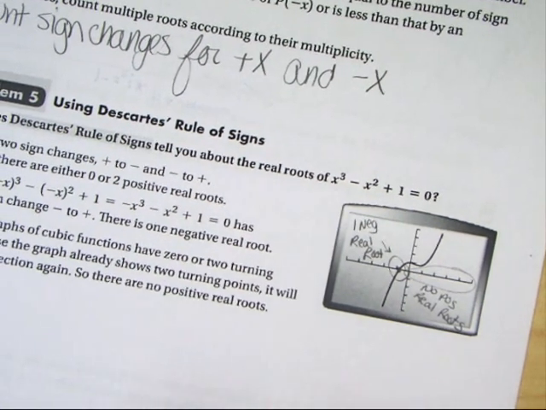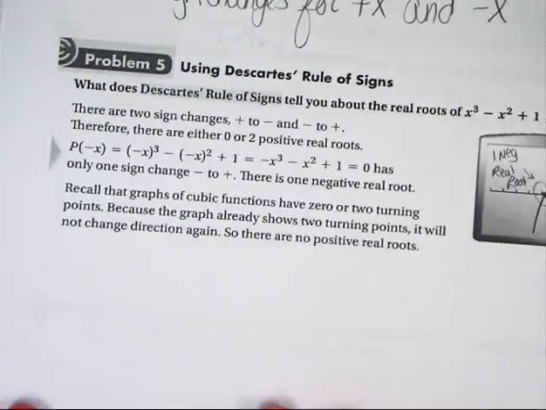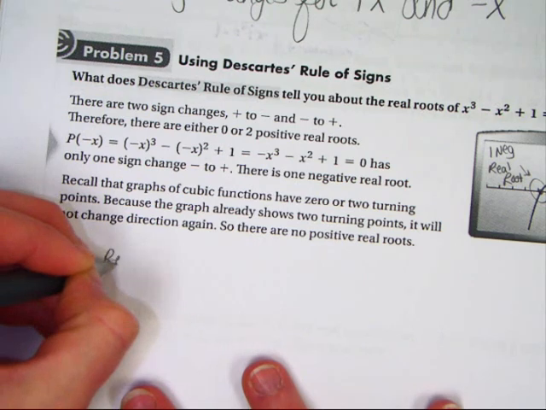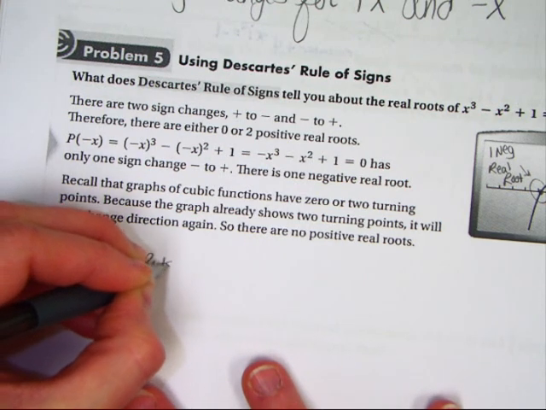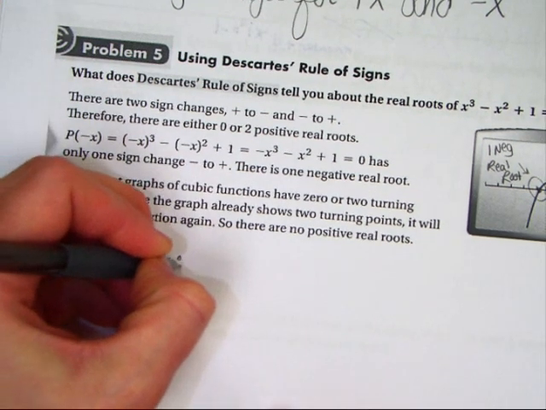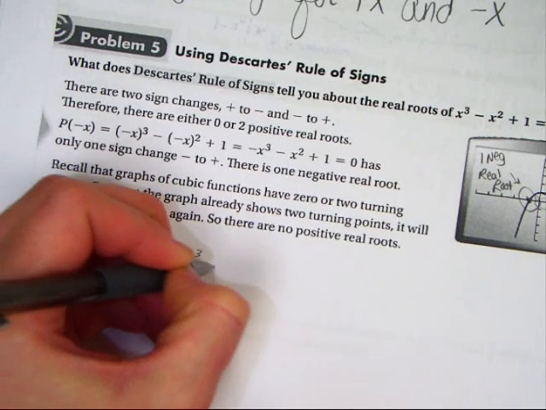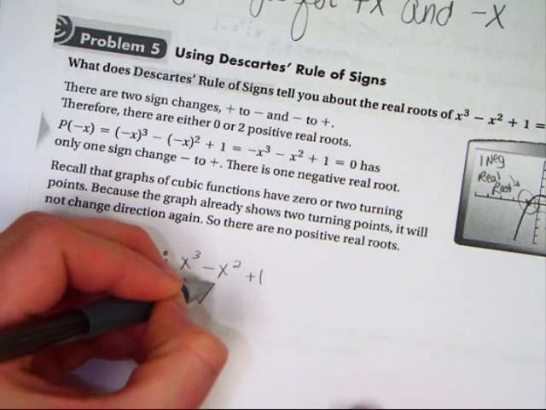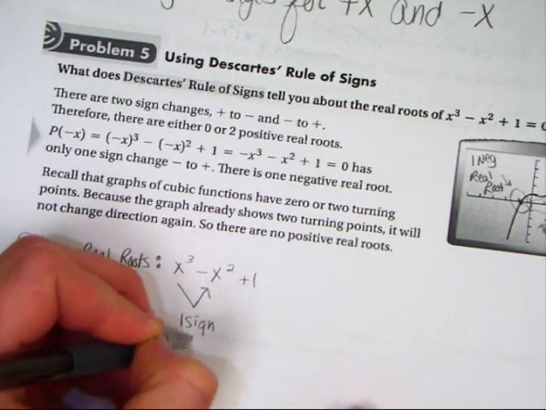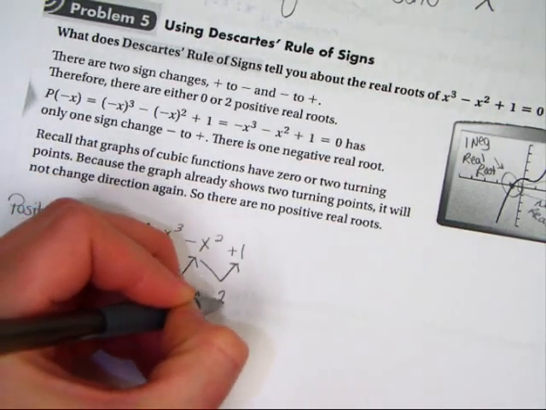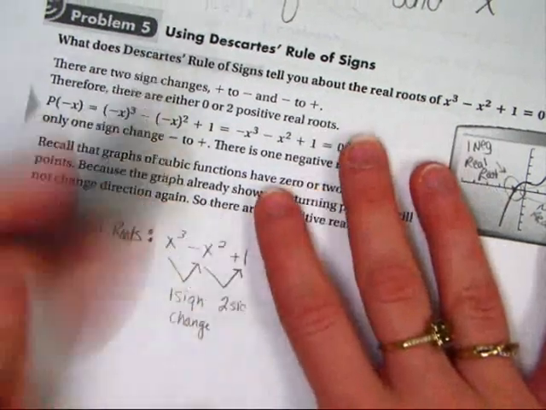But I want to teach you how you can use his rule in order to figure that out without looking at the graph. Alright, to get the positive real roots, you need to be able to take your regular equation, x cubed minus x squared plus 1, and you need to count the sign changes. One sign change, because it went from a positive to a negative. Two sign changes. Or maybe I should write, let's write first and second.